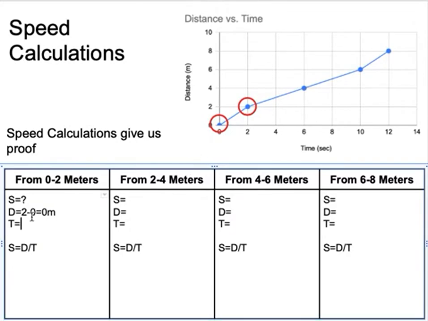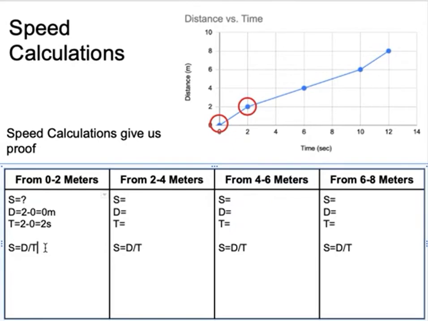Now the time. How much time did it take to go from this dot to this dot? Well, time is on the x-axis, so I'm going to look here. It started at 0 and it ended at 2 seconds. So I know it was 2 minus 0 seconds, which equals 2 seconds. So now I've got my distance and I've got my time. I can now calculate speed.